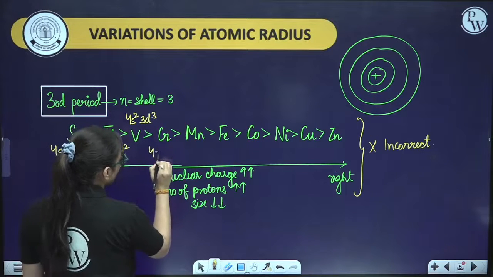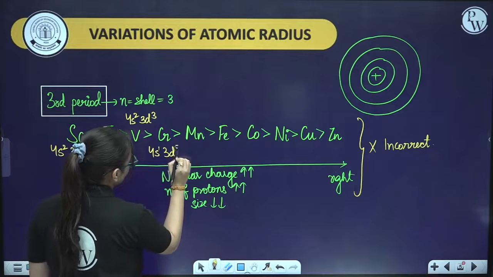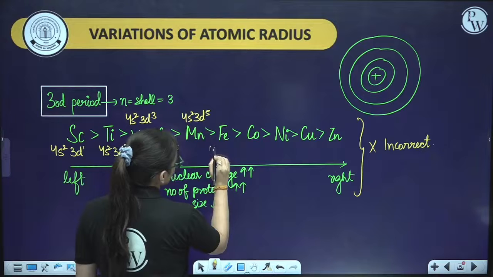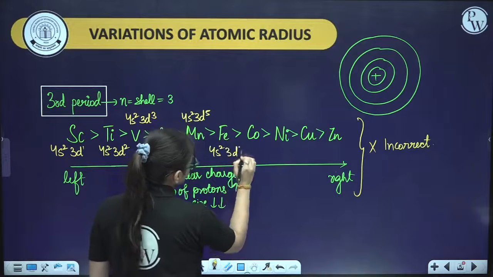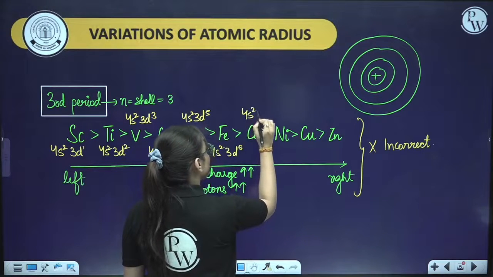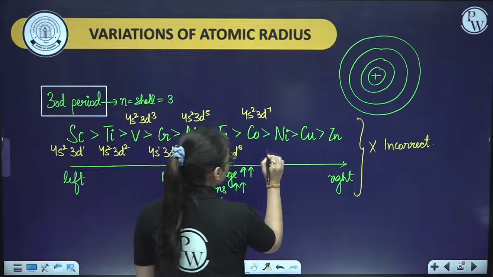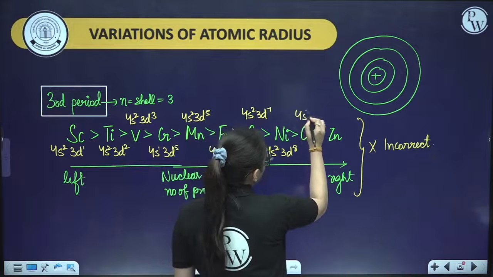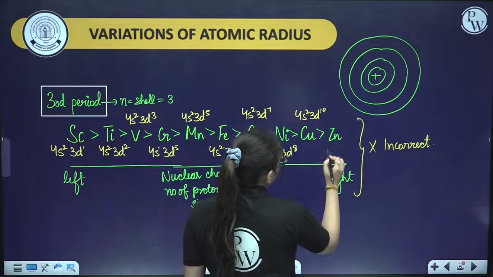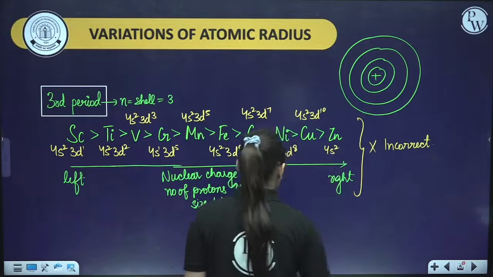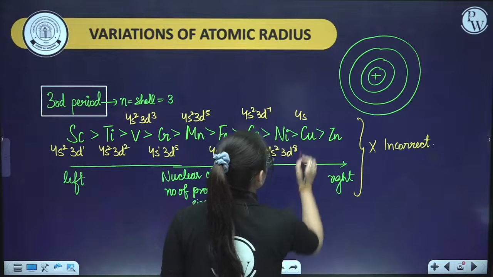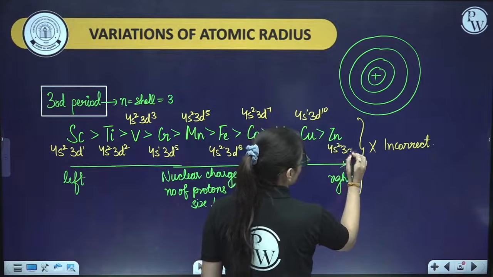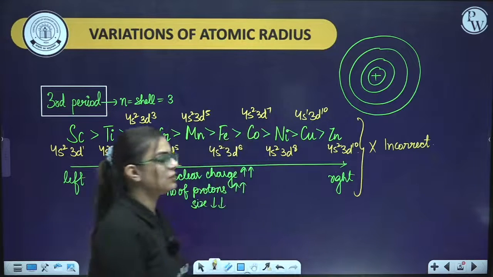It is going to be 4s1 3d5. It is going to be 4s2 3d5. It is going to be 4s2 3d6. It comes out to be 4s2 3d7. It comes out to be 4s2 3d8. It comes out to be 4s2 3d10. And it comes out to be 4s1 3d10, and it comes out to be 4s2 3d10. This is the electronic configuration, students.